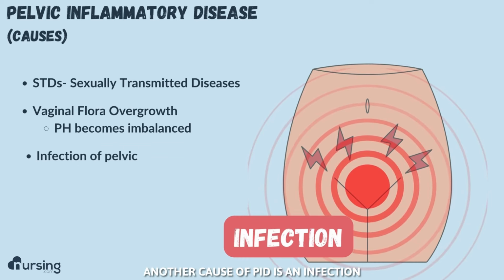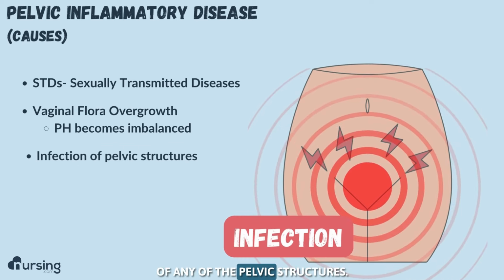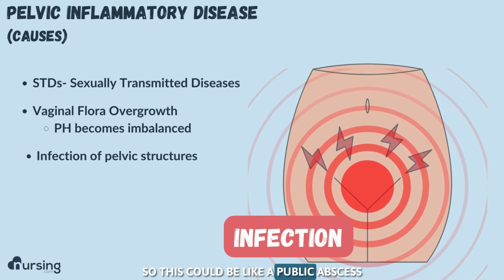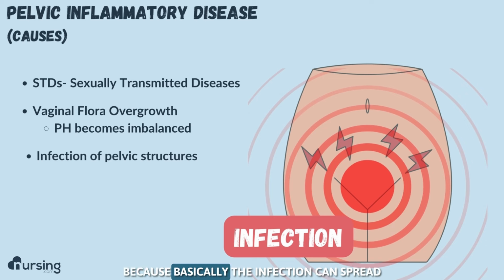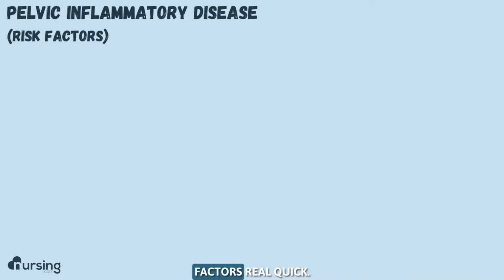Another cause of PID is an infection of any of the pelvic structures. So this could be like a pelvic abscess, because basically the infection can spread to the reproductive tract and lead to PID. Okay, so let's go ahead and look at the risk factors real quick.